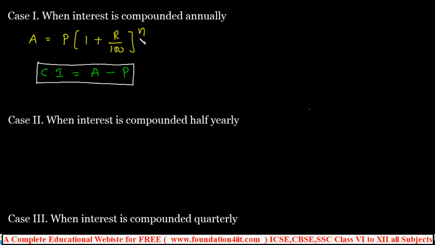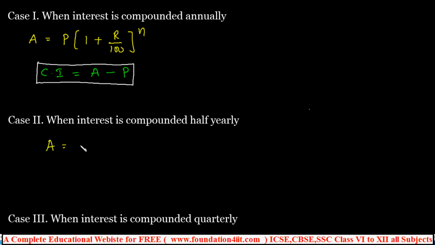If it is 2 years, only 2 we can take, right? And based on this, next one, when interest is compounded half yearly, it means only for 6 months once. So for example, in 2 years we have 4 halves. In 1 year we have 2 halves. So that's why we can just change the formula like this.